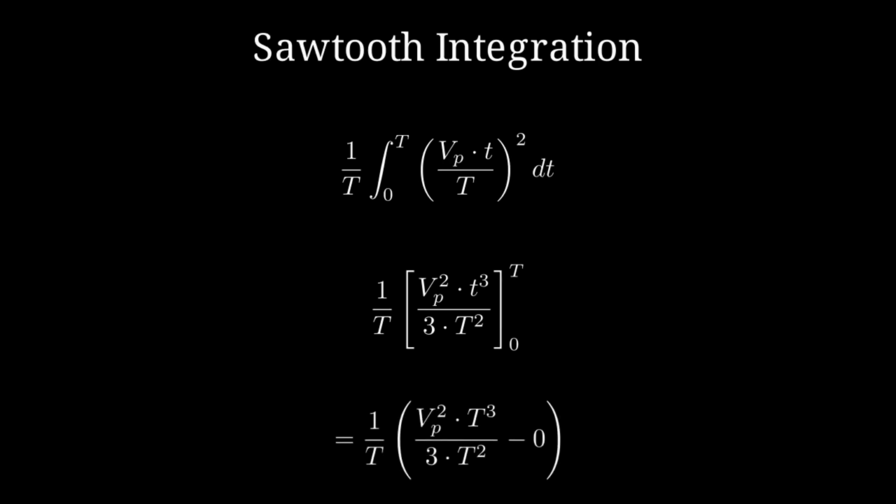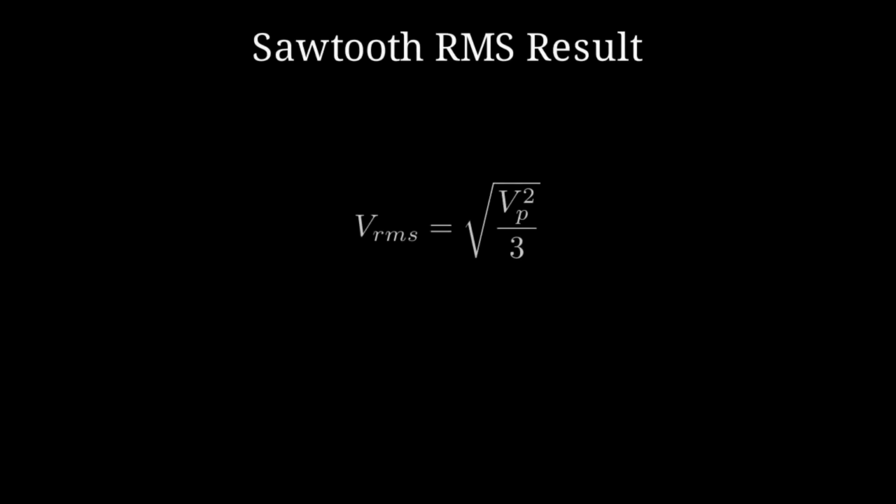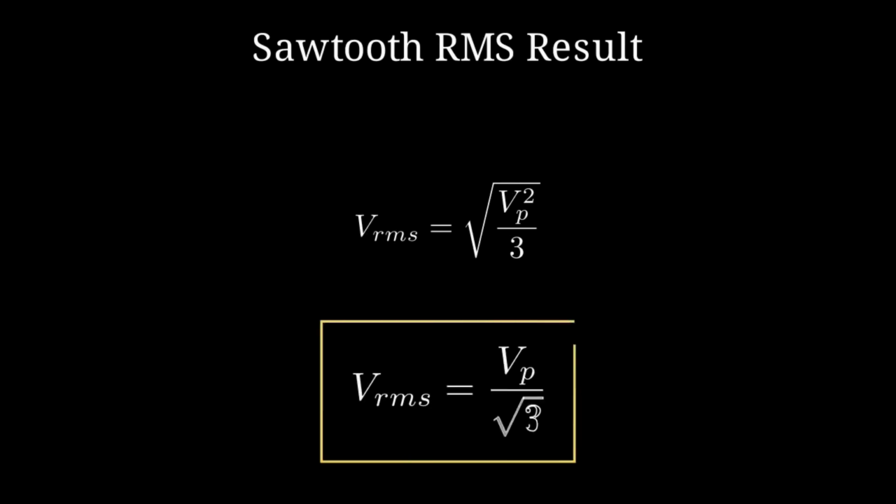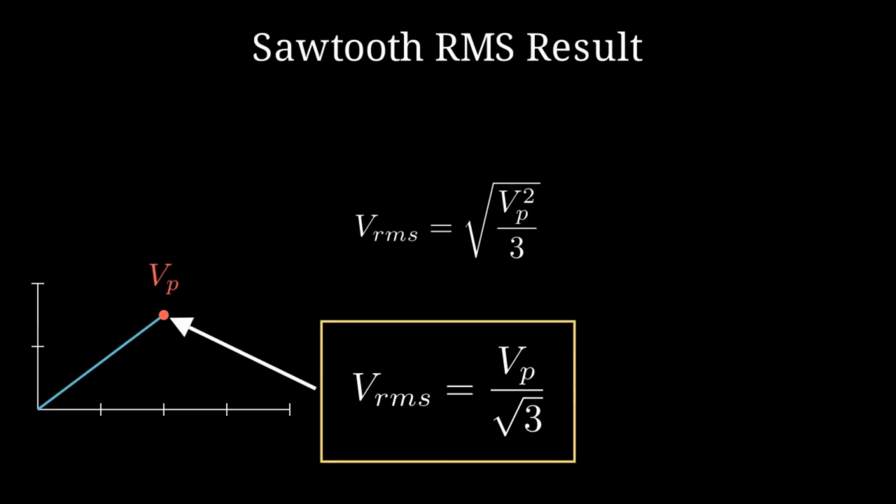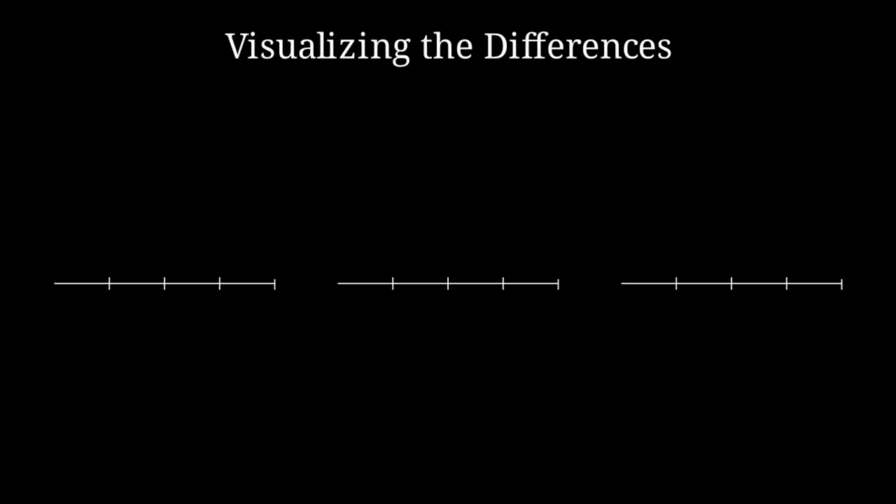The math shows that the energy is concentrated differently than in a flat square wave. The final RMS value for a sawtooth wave is the peak voltage divided by the square root of 3. Notice this is lower than the RMS of a square wave with the same peak, because the sawtooth spends less time at high voltages.